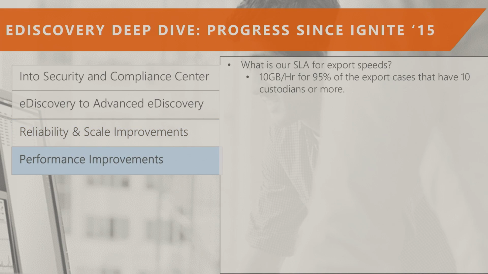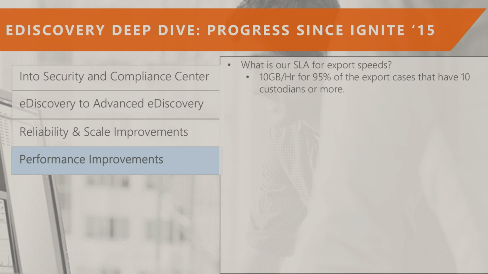The other area I want to talk about is performance. So Rocky alluded to this earlier, but we get a lot of customer questions about what SLA we are promising for export, and how much and how fast they can export stuff out of the system. So the SLA that we have is 10 gigabytes an hour for 95% of the export cases that have 10 custodians or more. Now, you might ask, why is that not a simple number? Why didn't you just give me one big number and hold us to that?